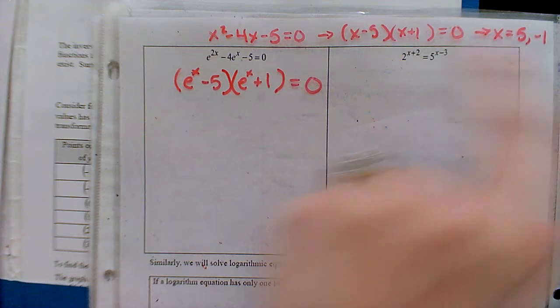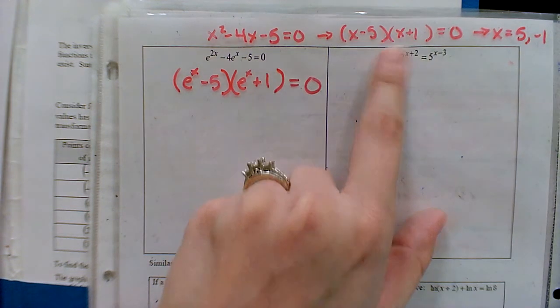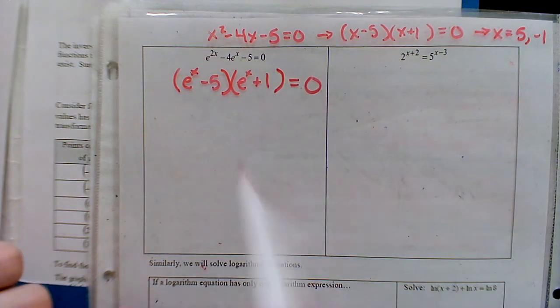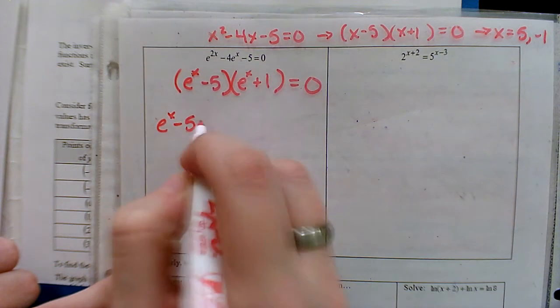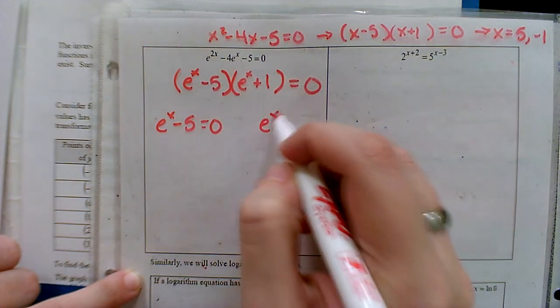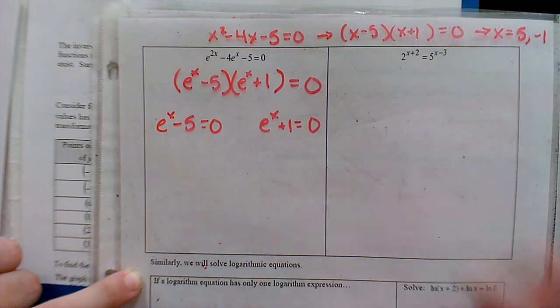How did you know 5 and -1 were the x solutions? What do you think, Kyle? Set each factor equal to 0. There you go. We can do e to the x minus 5 equals 0, and then we'll check e to the x plus 1 equals 0.